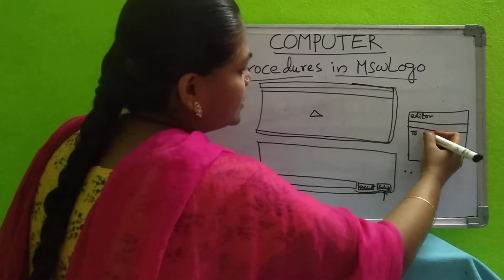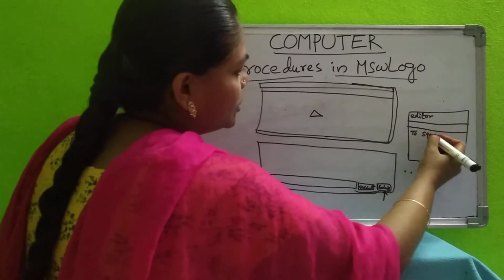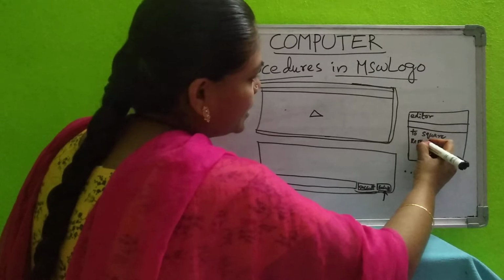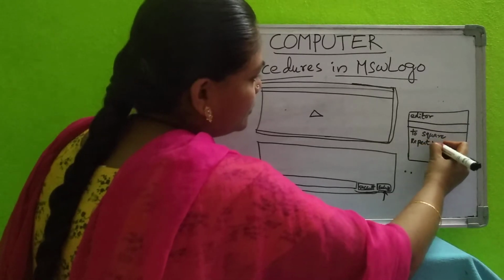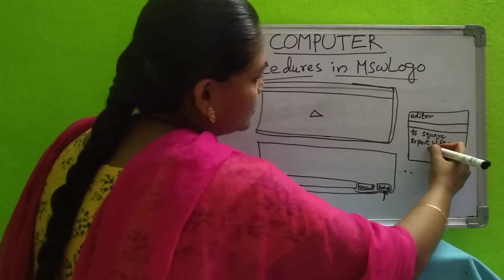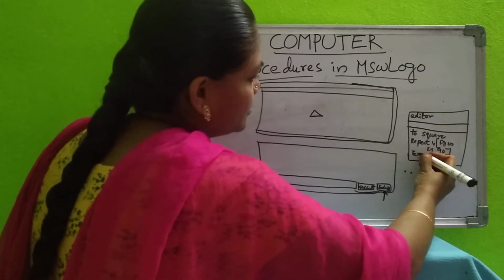Suppose we are writing for square. To square. So you can write capital letters or you can write small letters also. So what is the command we are using? Repeat 4 [FD 100 RT 90]. We will write that. And what is the last step we have to follow?